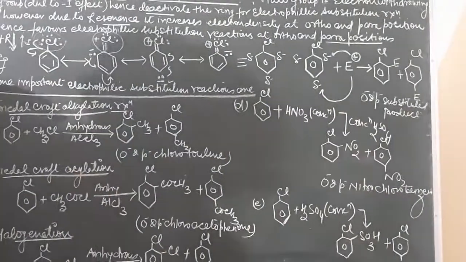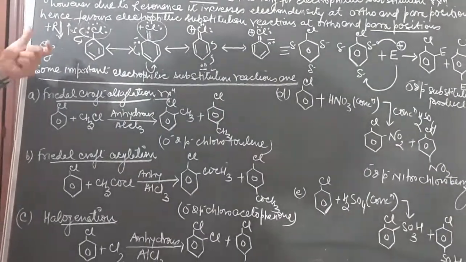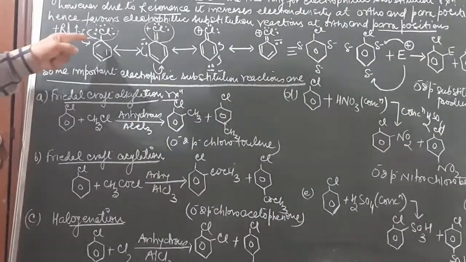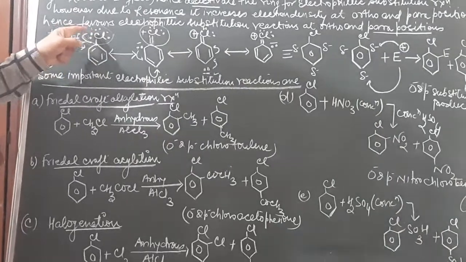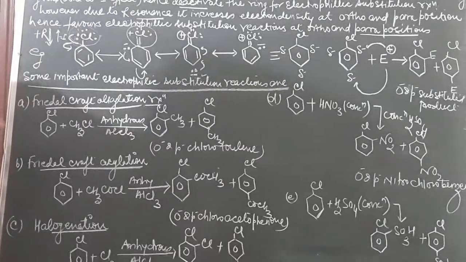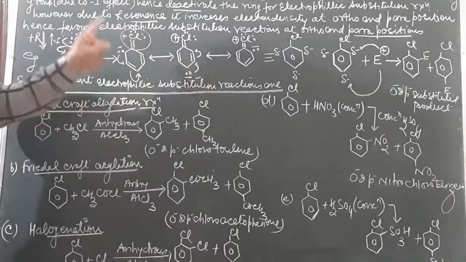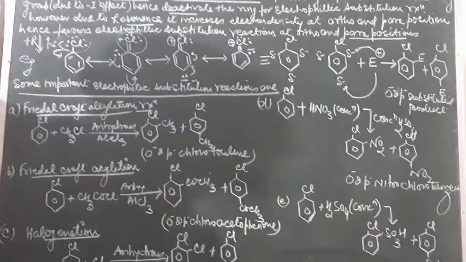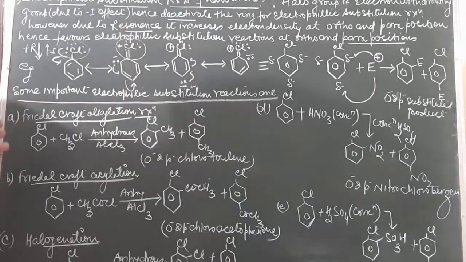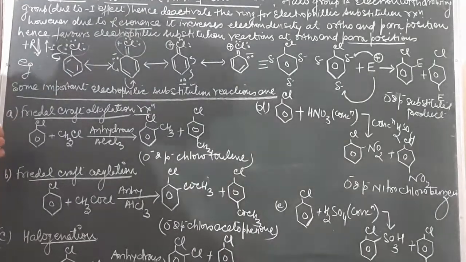So a question can be asked in the board examination: explain why, although the halo group is a deactivating group due to the minus I effect, yet it is ortho and para directing. Over there, you have to explain by drawing these resonating structures. So it is quite clear that the halo group is ortho and para directing in nature.